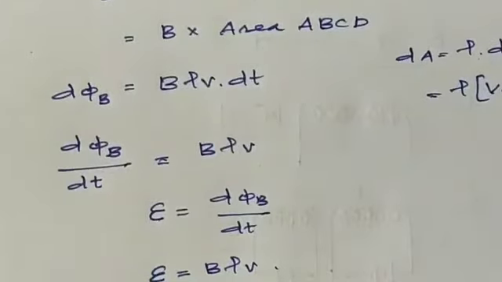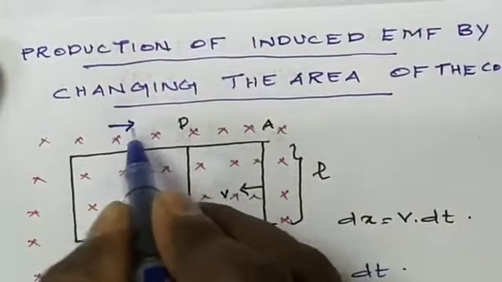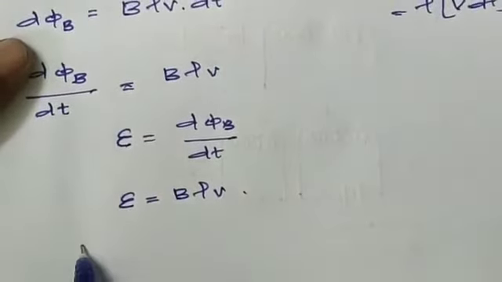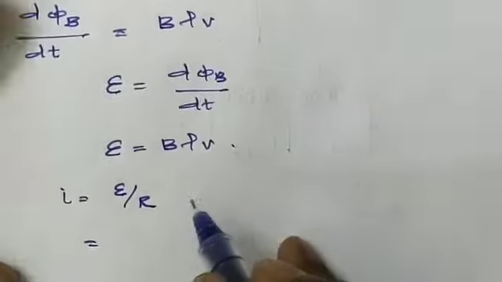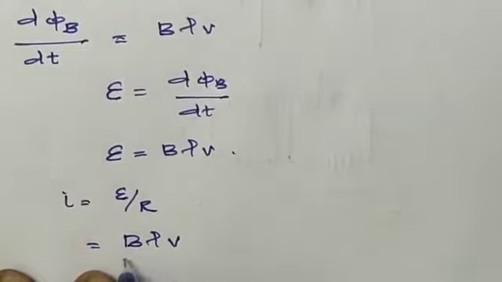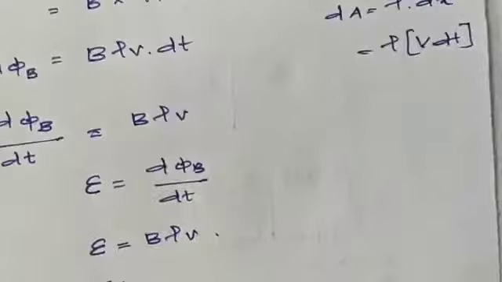Here the direction of the current in the circuit, using Fleming's right-hand rule, is the clockwise direction. The induced current in the loop is I equal to e by R. Finally, substituting the motional EMF, the induced current in the metallic frame is BLv by R. That current is connected in an external circuit.